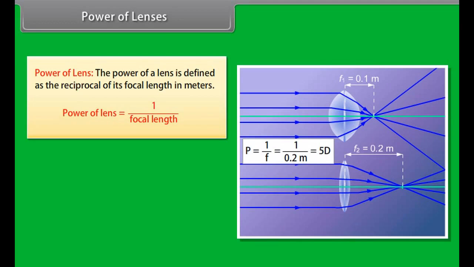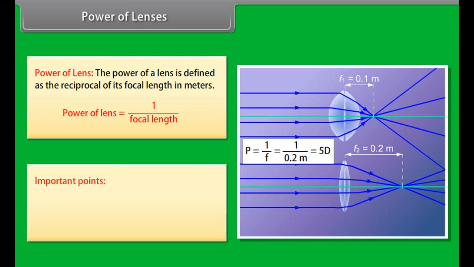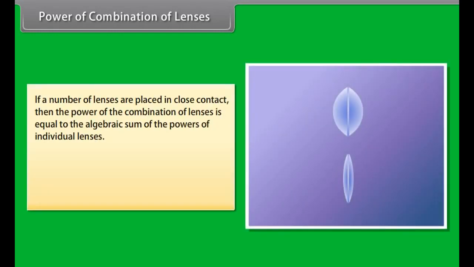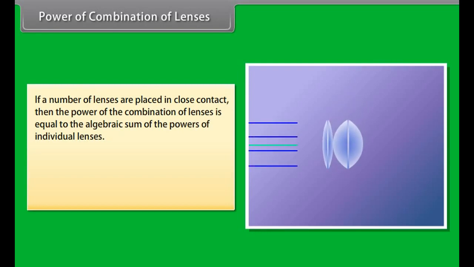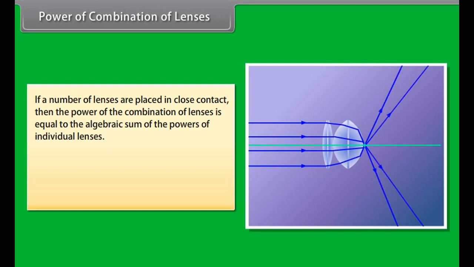Power of lens. The power of a lens is defined as the reciprocal of its focal length in meters. Power of lens P is equal to 1 upon focal length. Important points: the power of a convex lens is positive. The power of a concave lens is negative.